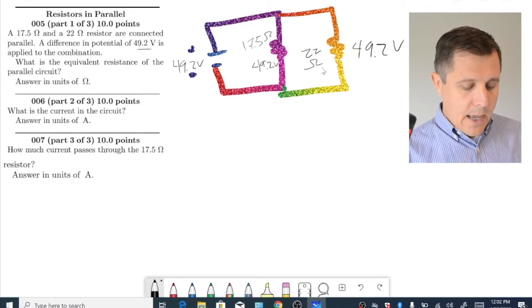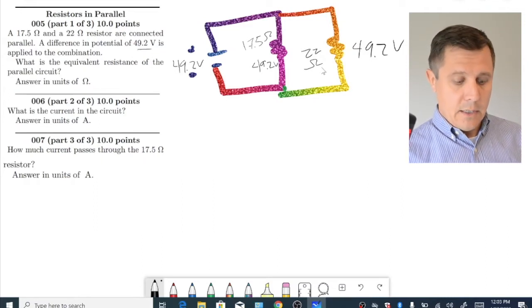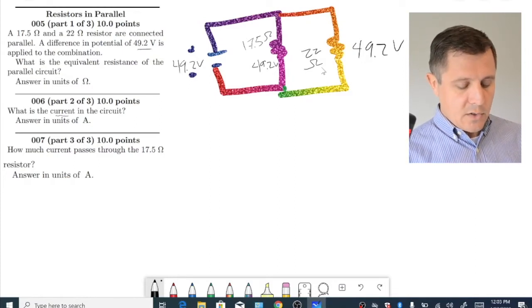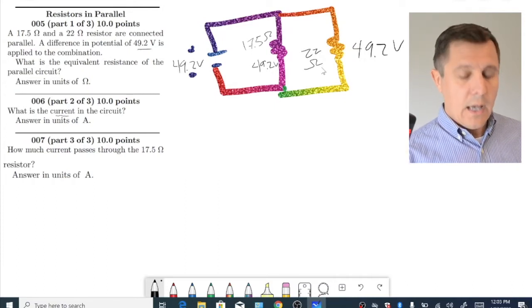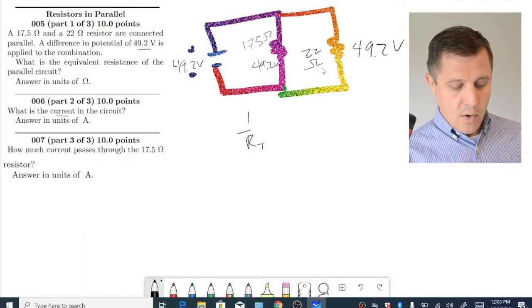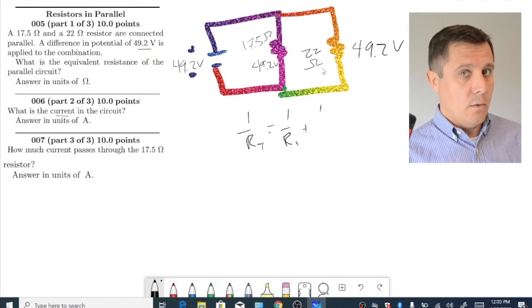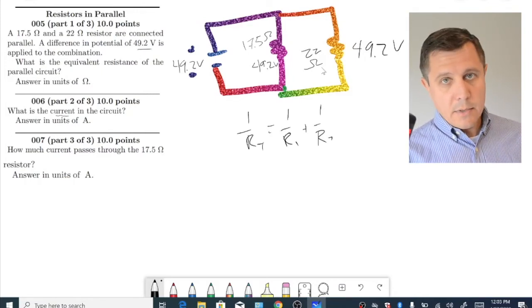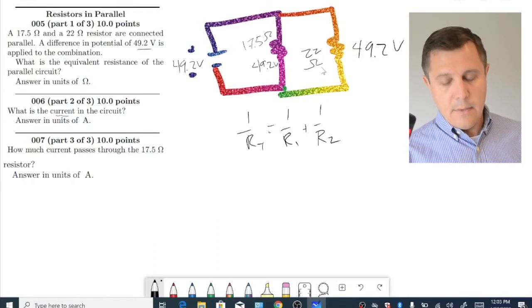All right. Now, what we need to do is find the equivalent resistance of a parallel circuit. You can't just add it up. It has to use the equation 1 over R total is equal to 1 over R1 plus 1 over R2. I say equivalent or total, I say them the same thing. So 1 over R total is equal to 1 over R1 plus 1 over R2. You don't just add them up. It's not a series circuit. You have to use that equation.